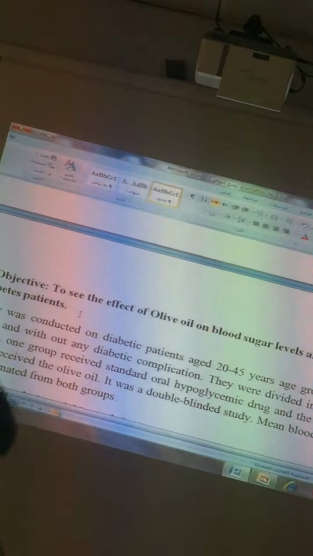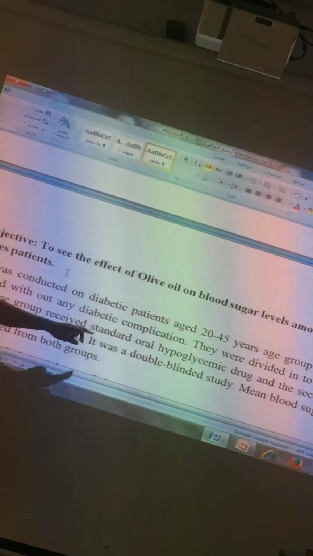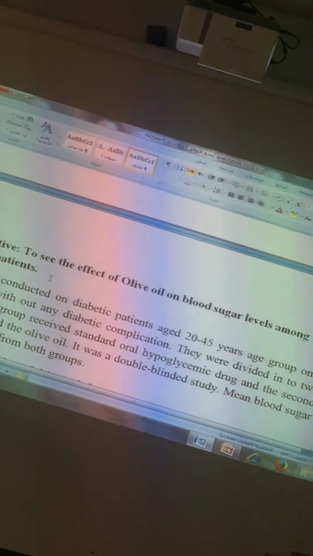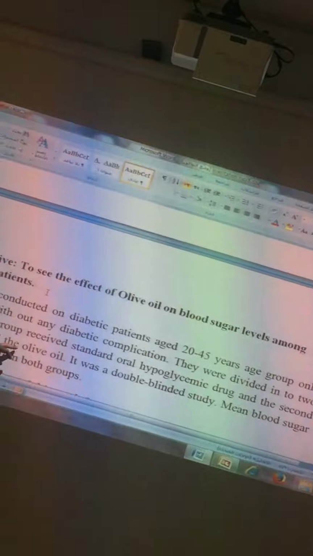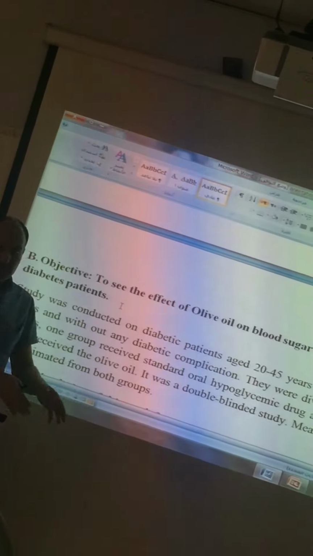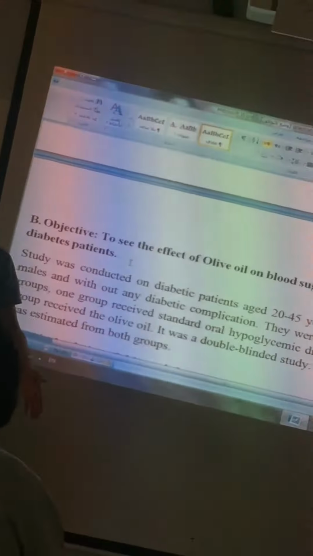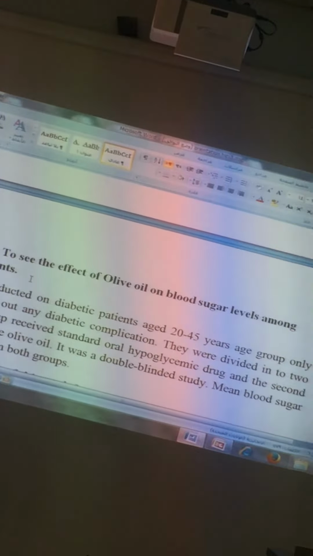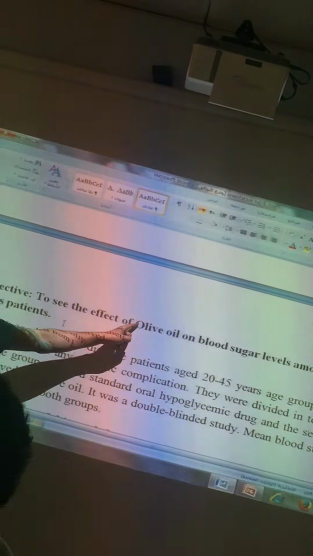One group received the standard treatment. So that means they received the old treatment. Standard means the old treatment. And the second group received the olive oil. So we have two groups. One group received the olive oil, the second received the old drug. So this group is receiving the new drug, because we are trying to see the effect of this drug, not the old drug. The old drug we already know.